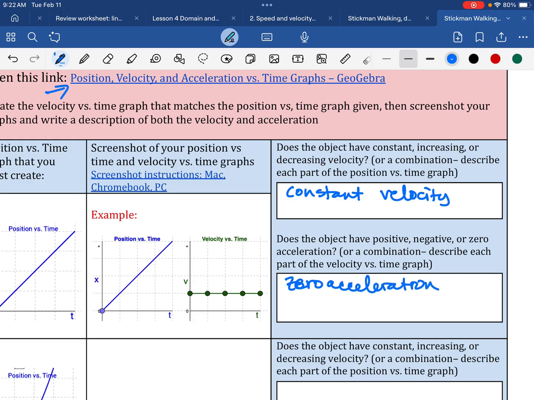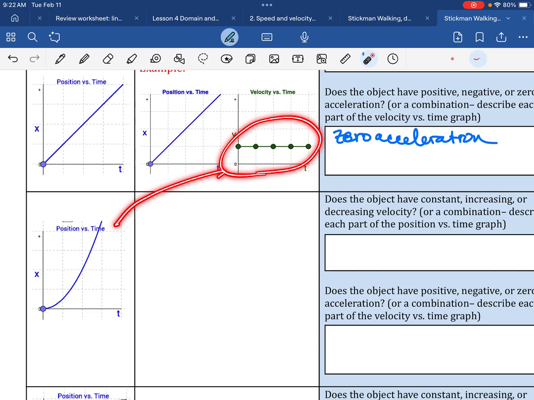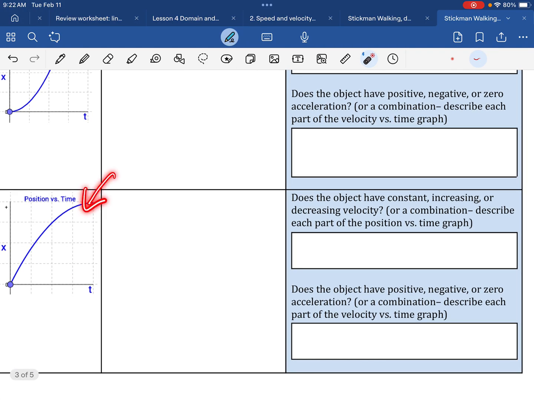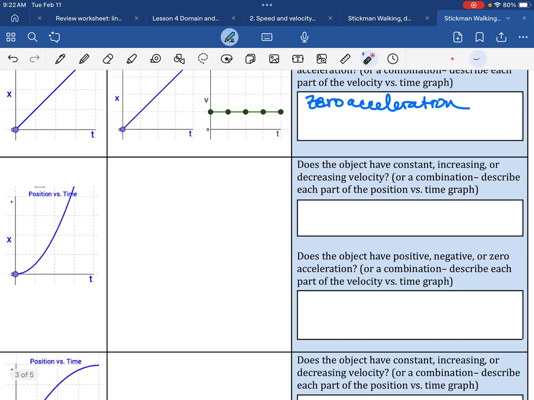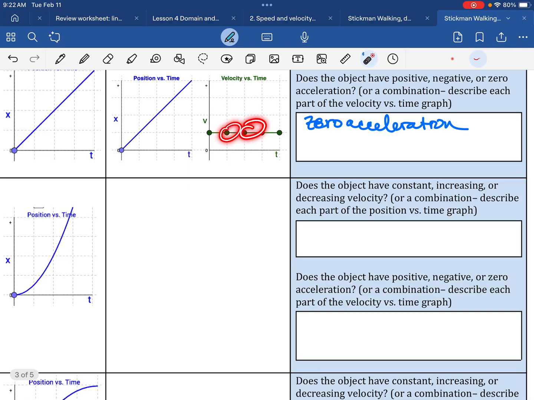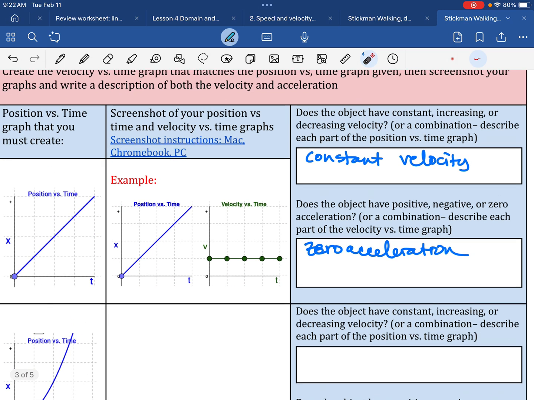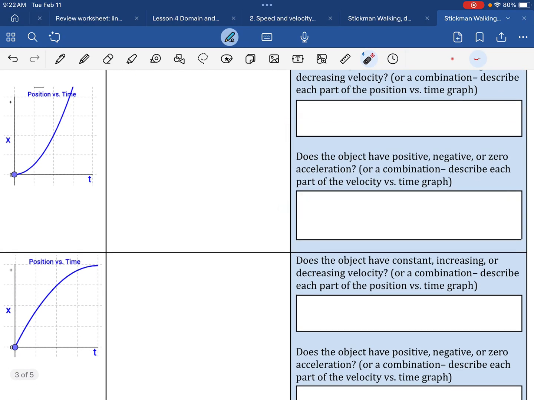And then what you're going to do, you're going to go back and you're going to manipulate again the velocity versus time graph so you get a graph that looks like the one that I have screenshotted in each box. So you have to manipulate the velocity versus time graph, and then you're going to take a screenshot of both your velocity versus time and position versus time, like we did here. And here's our screenshot instructions if you need those, and then you're going to answer the questions each time.